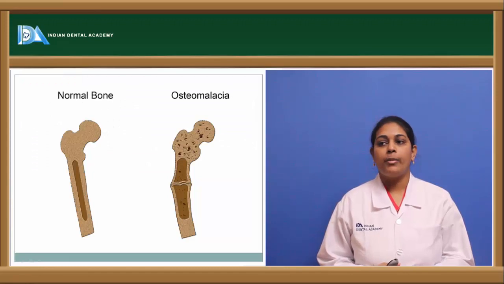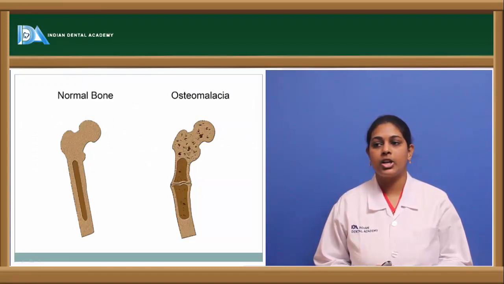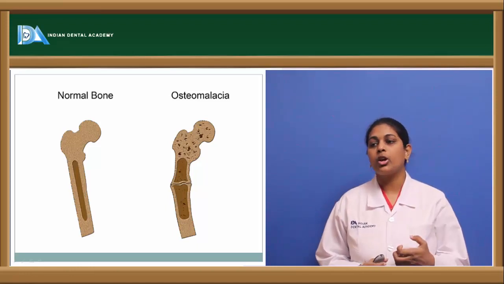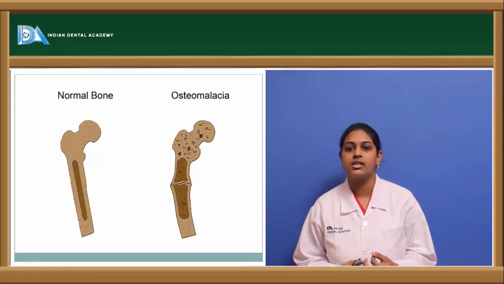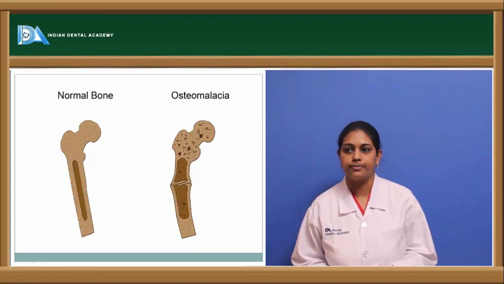Coming to the differences between the normal bone and the osteomalacia bone, we see that there is weak or incomplete ossification and mineralization, which results in a porous kind of bony nature.